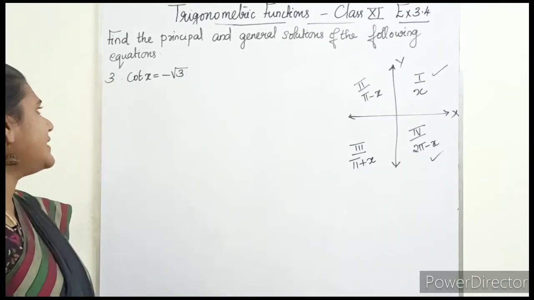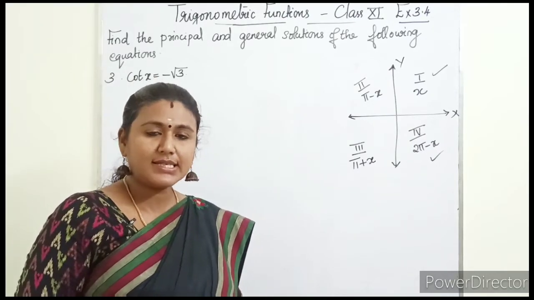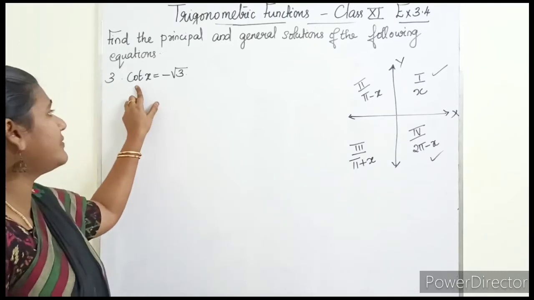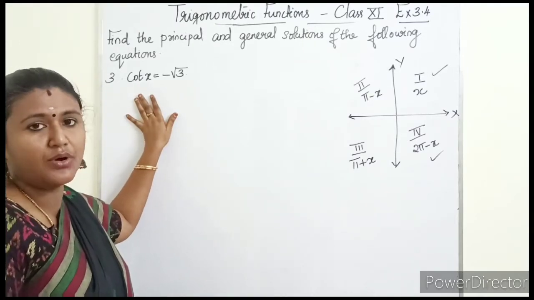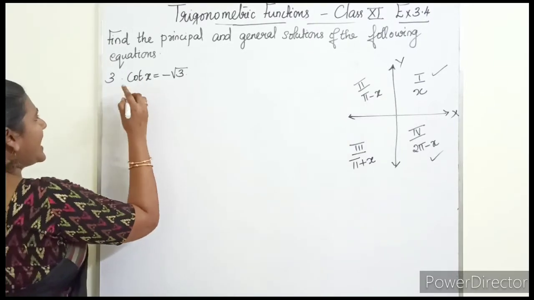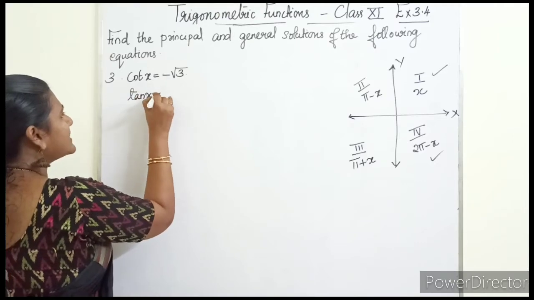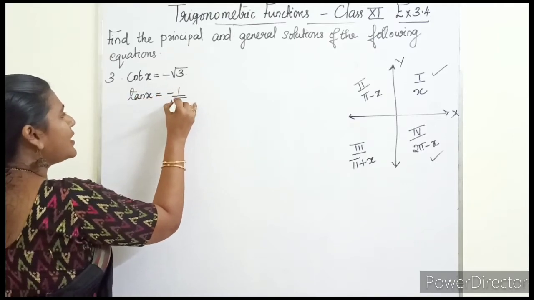Now the third question, cot x is equal to minus √3. Here in this question, we have the cot trigonometric ratio. So we will change this in terms of tan. We can write tan x is equal to, tan is the reciprocal of cot, so tan x is equal to minus 1/√3.